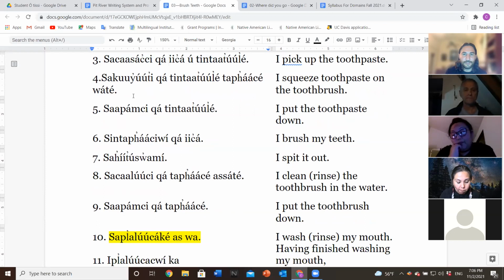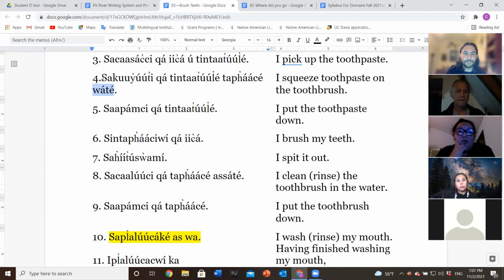Then we have, so that's I pick up the toothpaste. Then we have I squeeze toothpaste onto the toothbrush. So this word here is sagu yuti. That's like I'm squeezing, pressing this thing out, squeezing out the toothpaste. And then daphaje is toothbrush. And then wade is like location, like onto that thing.